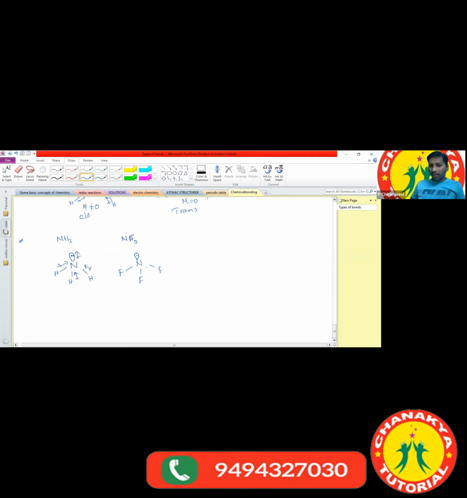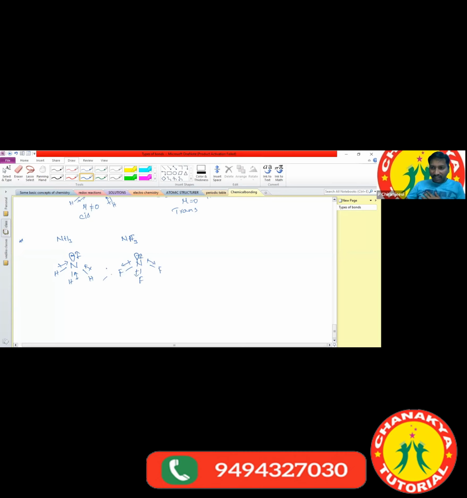Now the second structure. If you compare nitrogen and fluorine, fluorine is more electronegative. And in this one, the electrons are more electronegative. Now what is the difference in the vector quantity in ammonia and nitrogen trifluoride?